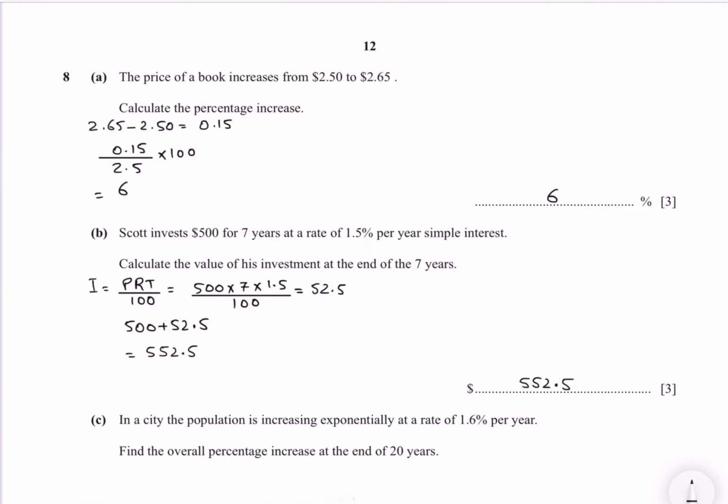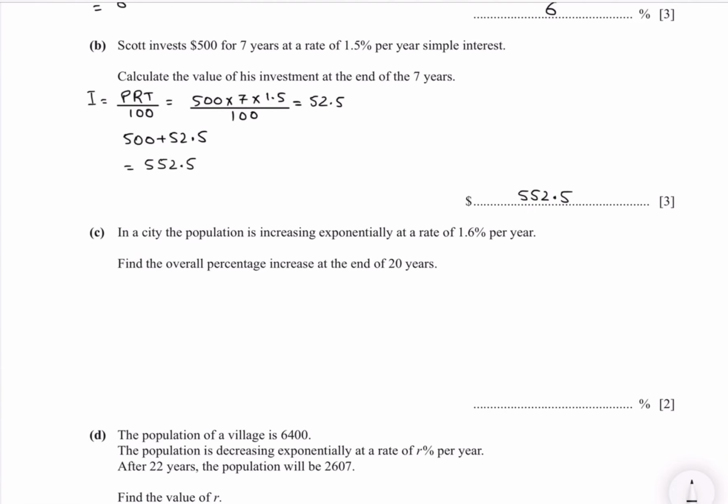552.5. In a city, the population is increasing exponentially at a rate of 1.6% per year. Find the overall percentage increase at the end of 20 years. So do not use the whole compound interest formula. You can just use a portion of it, like 1 plus r over 100, to the power n. So 1 plus 1.6 over 100, whole power 20. So this is 1.37, times, because he said overall percentage increase, so times 100.